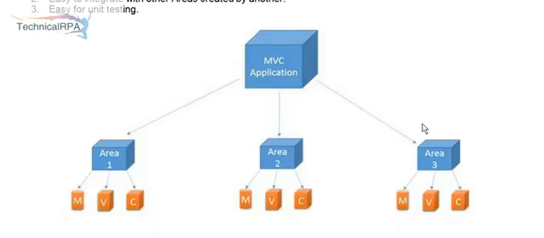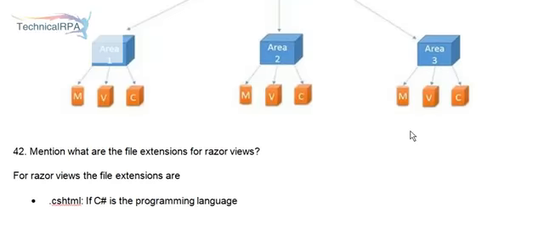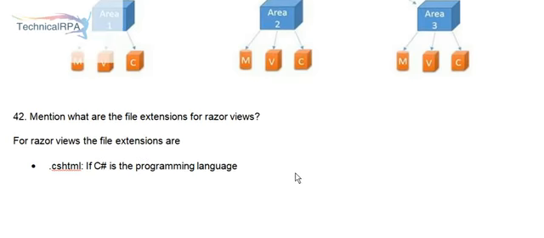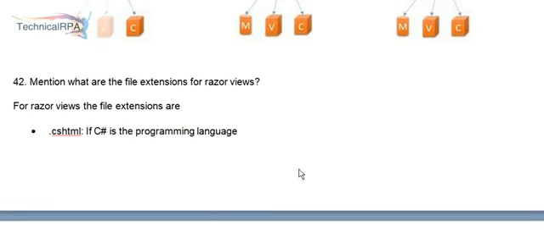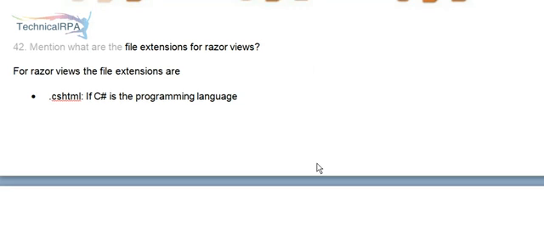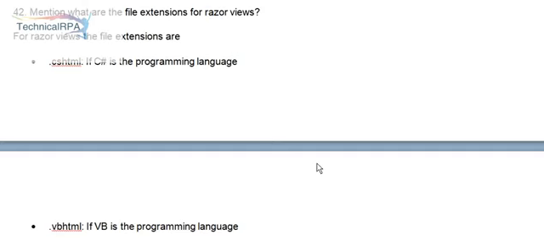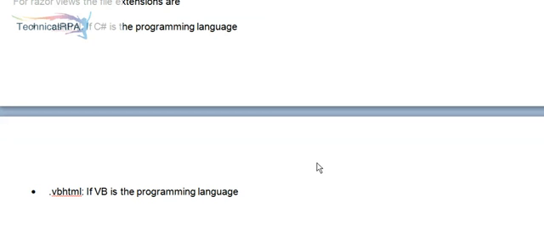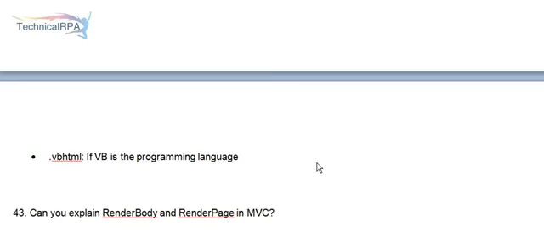42. Mention what are the file extensions for Razor views. For Razor views, the file extensions are CSHTML if C# is the programming language, VBHTML if VB is the programming language.